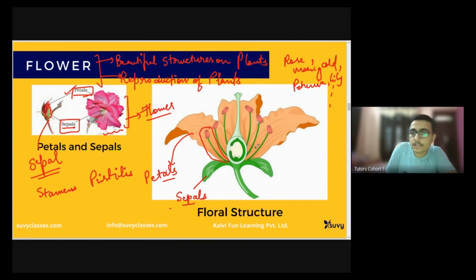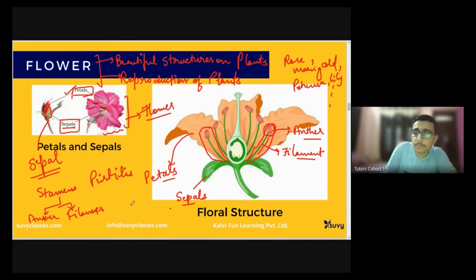Okay, this is a stamen. It has two more structures, this one and this thread-like structure. First one is the bilobe, this top structure. This is known as anther. And this thread-like structure is known as filament. So it has two parts, anthers and filaments.